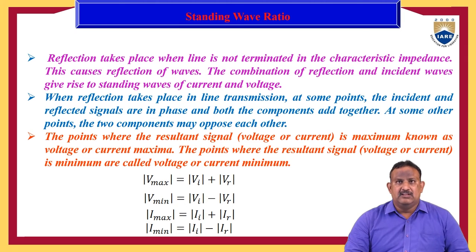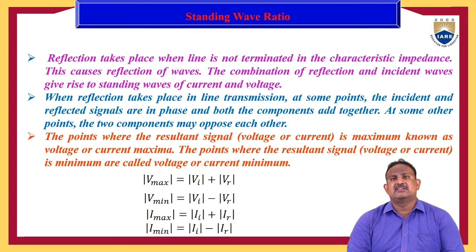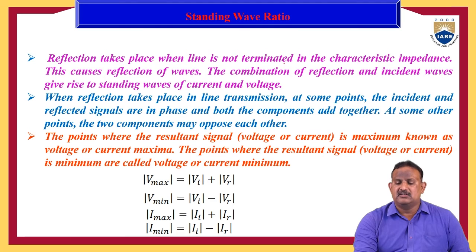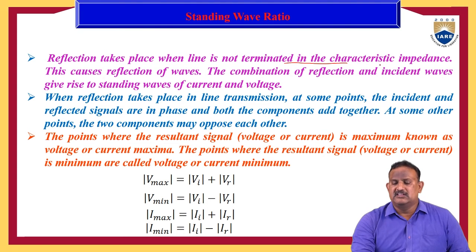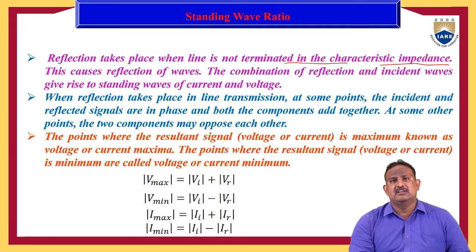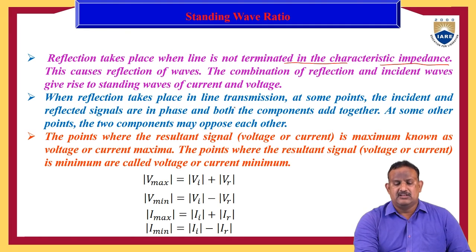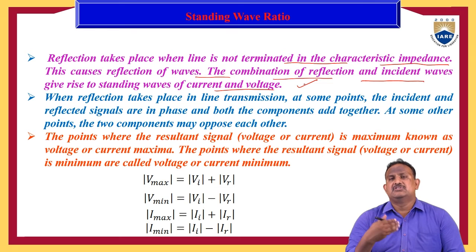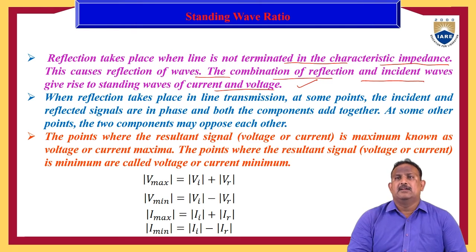Next, standing wave ratio. Here the reflection takes place when the line is not terminated in the characteristic impedance. So if there is improper termination, then we can have the reflection in the circuit. This causes the reflection of waves. The combination of reflected and incident wave gives rise to a standing wave. Using the standing wave, we cannot transfer the information. Using the traveling wave only, we can transfer the information.